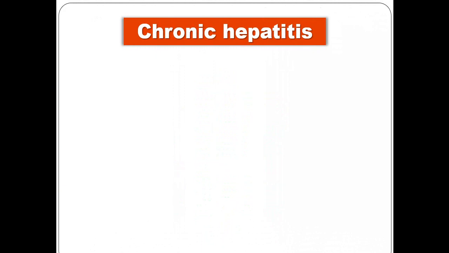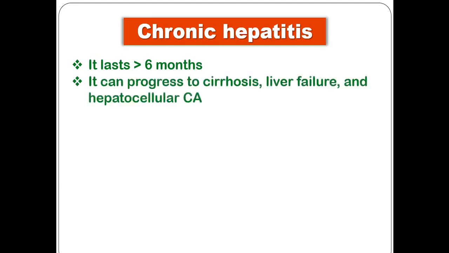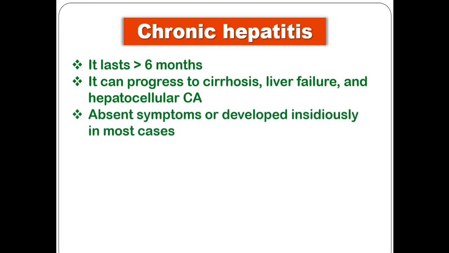Now the second type of hepatitis is chronic hepatitis, and now you know it is hepatitis that lasts more than 6 months. And here there is no self-limiting end for the problem, it does not resolve on its own, as we say. So it can progress to cirrhosis, liver failure, and hepatocellular carcinoma, although this is rare in children. But in chronic hepatitis, clinically the symptoms may be absent or may develop insidiously in most cases.